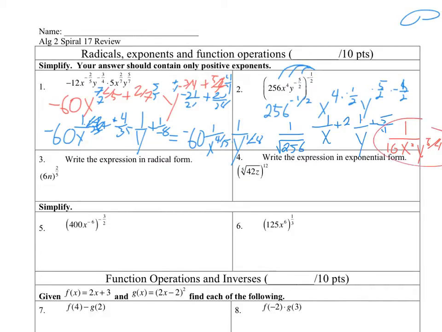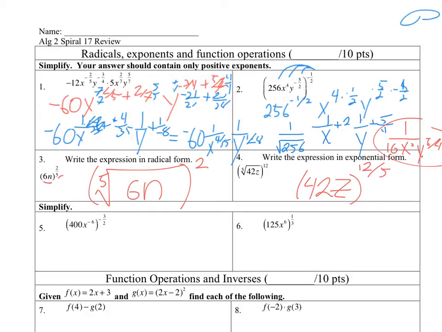Cool. Writing in radical form, I'm going to set up my radical. I know the stuff on the inside goes on the inside. The denominator becomes the index, and the numerator becomes the power. Converting to exponential, we're going the opposite direction. We've got 42z, and that's going to be to the 12/5.